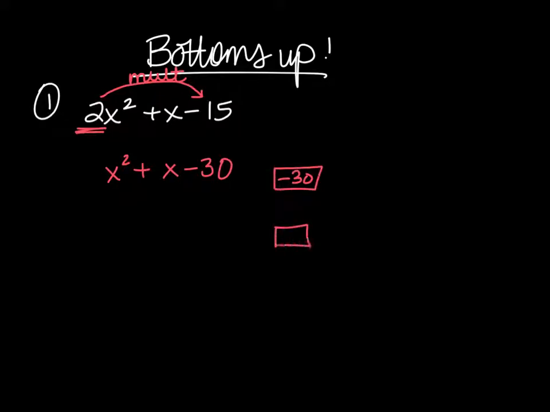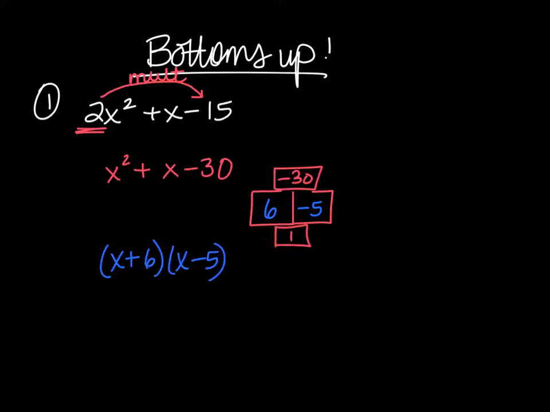My bottom number is going to be 1. That's from this x in the middle. So I need to pick what are my two numbers that I can multiply to give myself that. And if I think about that for a minute, I'm going to come up with +6 and -5. All right, so I'm going to go ahead and write my factors then. X plus 6, x minus 5.